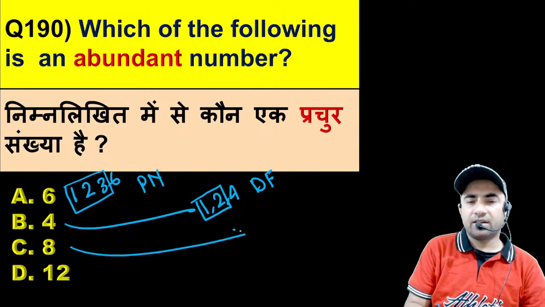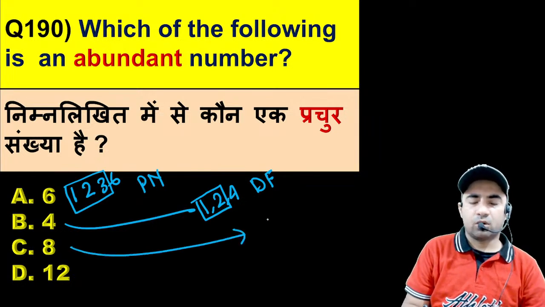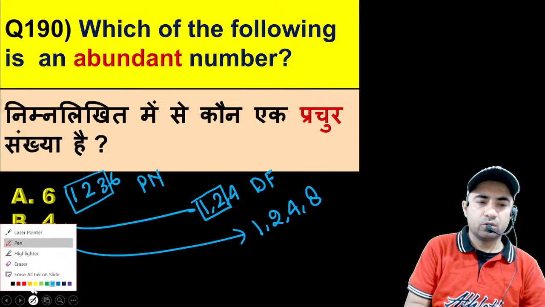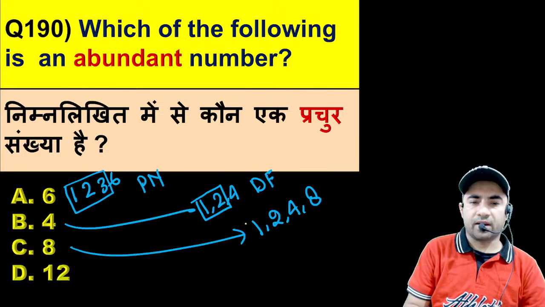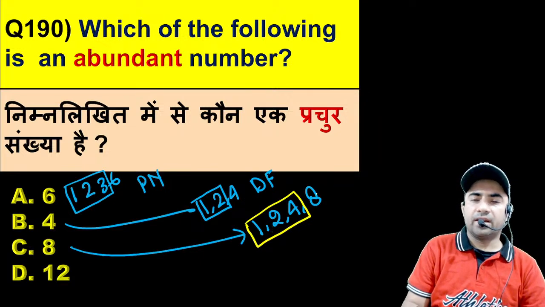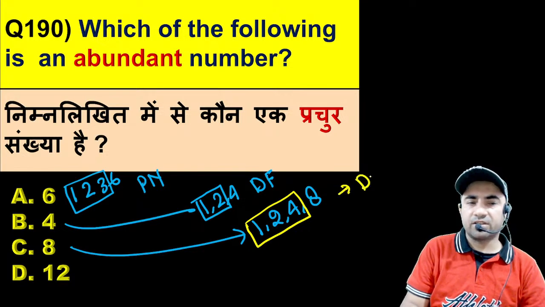Now 8. 8 also has 4 factors, 1, 2, 4 and 8. And 1, 2, 4 are its proper factors. The sum of the proper factors is just 7, and 7 is less than 8. That's why 8 is also a deficit number.